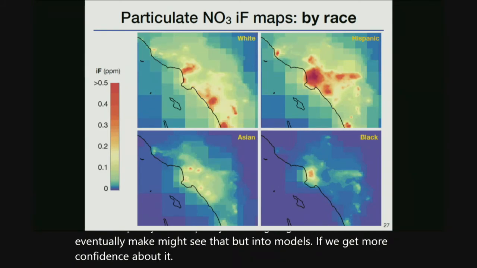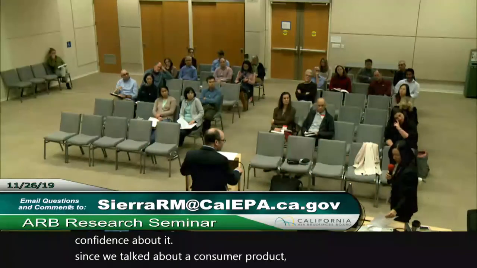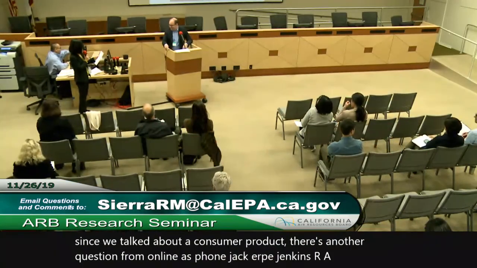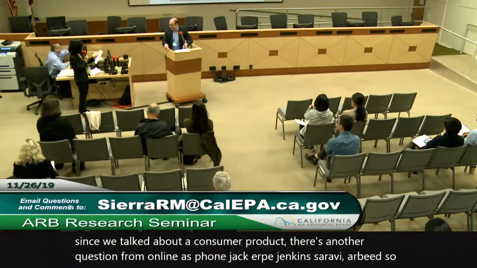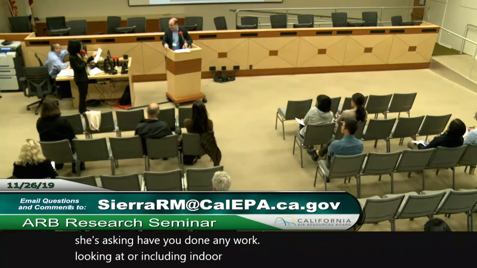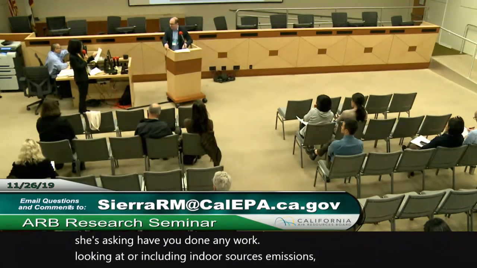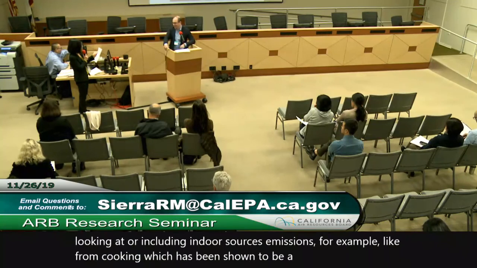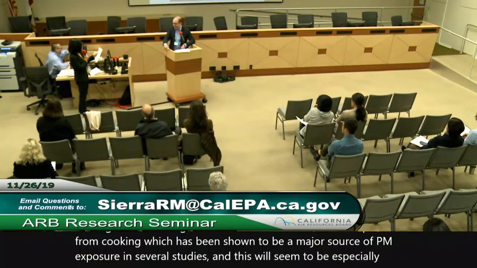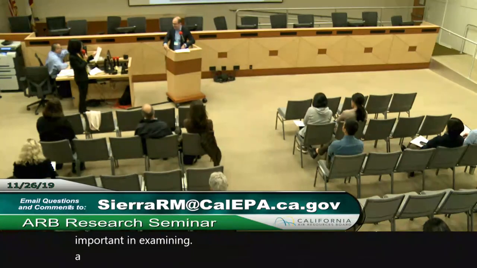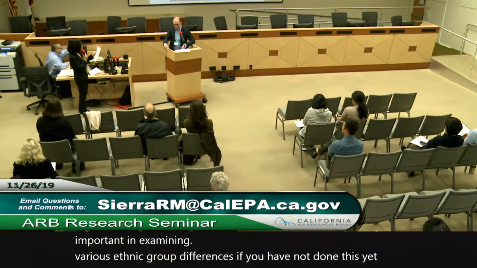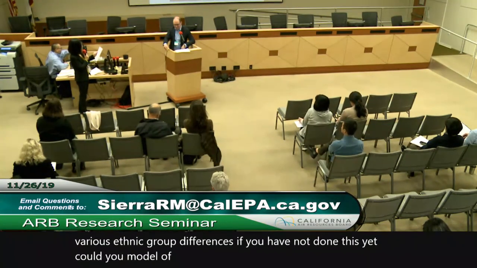Okay, since we talked about consumer products, there's another question from online. It's from Peggy Jenkins of ARB. Yes. So she's asking, have you done any work looking at or including indoor source emissions, for example, like from cooking, which has been shown to be a major source of PM exposure in several studies? This would seem to be especially important in examining various ethnic group differences. If you have not done this yet, could your model or calculation be used to include this?